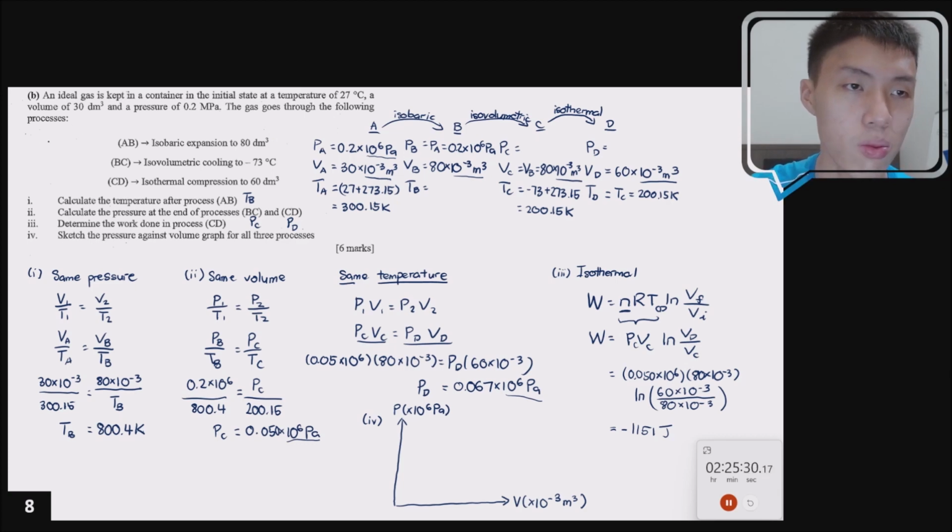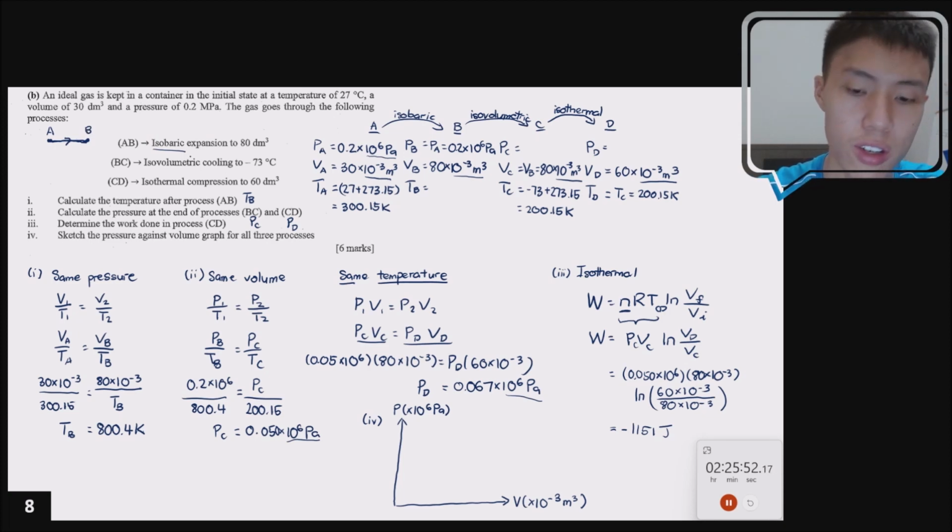Let's say we start from A over here. Isobaric expansion means the pressure is the same, so you go to the right. Pressure cannot change, so in your graph, your P cannot change, you move left or right. Expansion, your volume increases, therefore you go to the right. So this is A to B.